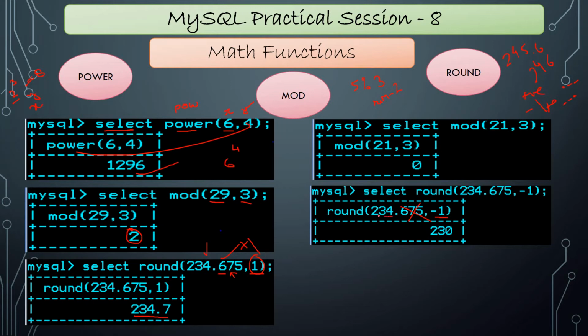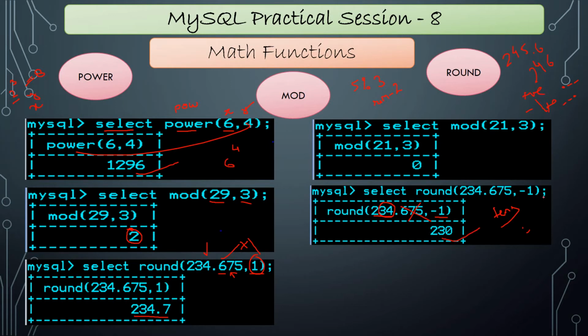Now we will look here: 2, 3, 4. Since it's -1, that means it's the tens place. We are going to round the tens place. So in 234, 34 is nearest to which tens value? We all know that 34 is nearest to 30. Correct? So our answer is 230.